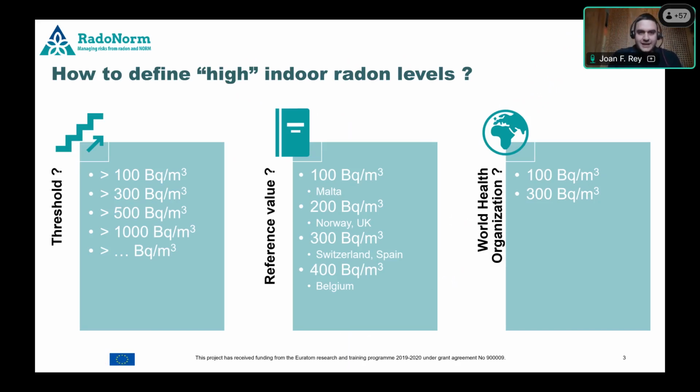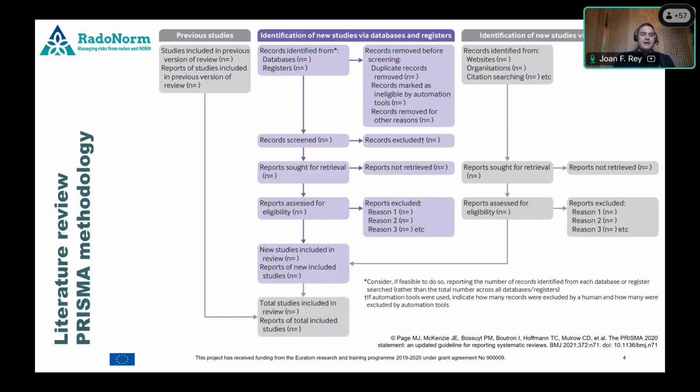This is a good question because the papers don't use the same threshold to define high indoor radon levels. So what did we do? This paper aims to provide an exhaustive literature review of the papers tackling the identification of high radon areas and buildings. Here we used the PRISMA methodology.